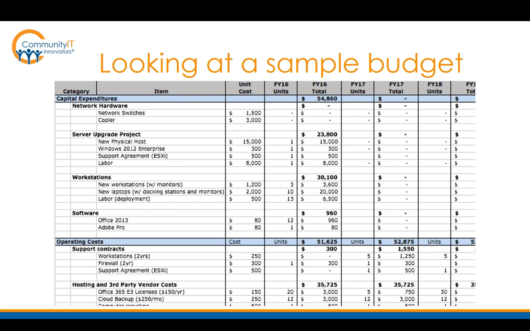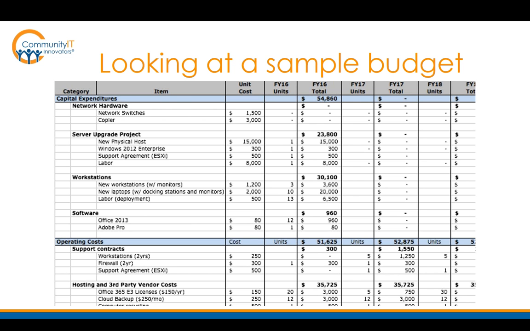The next slide that we'll show you is a full look at a different approach to the budgeting. In this one, we're using the capital expenditures and operating costs, and we have included the project expenditures under the capital expenditures. You'll see here that we started at the top under capital expenditures. We have the categories of network hardware, the server upgrade project, which is the project expenditure that has been capitalized, as well as workstation replacements and software.